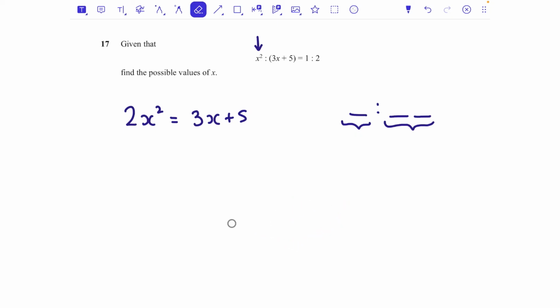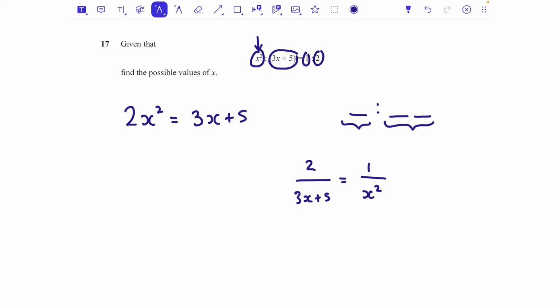So in that case, how would we write that? We would say 2 divided by 3x add 5 equals 1 divided by x squared. The other way up would work as well. And then because I've got fractions on both sides, I can multiply this up to here and multiply this up to here. So I still am going to get the exact same thing, 2x squared equals 3x add 5. Okay, so it doesn't really matter how it makes sense to you, but that's what we want to end up with. Now this is a quadratic, and so to solve it, we want to make it equal 0.